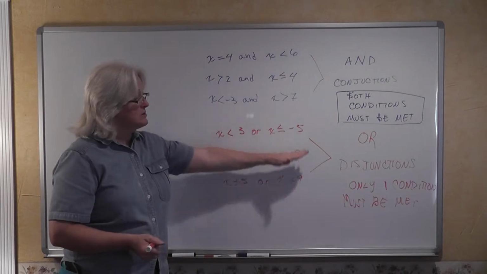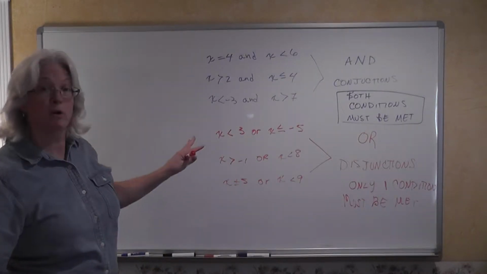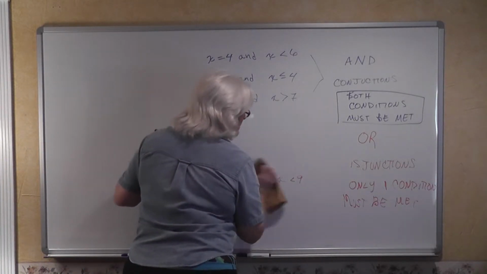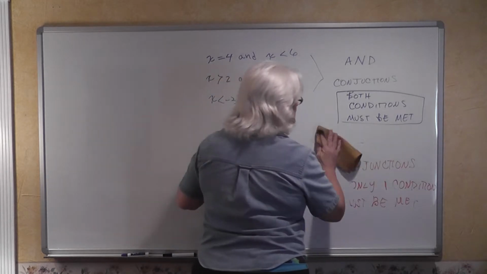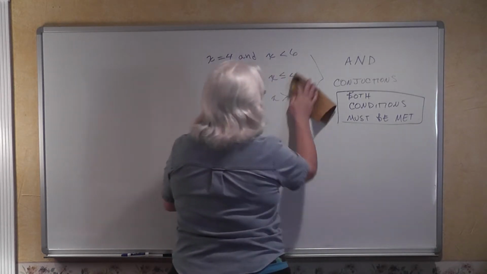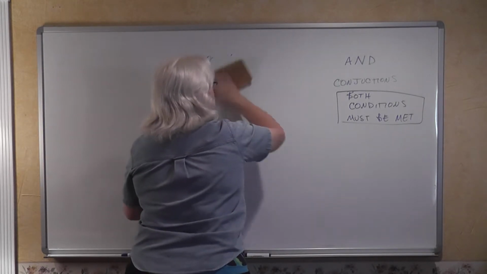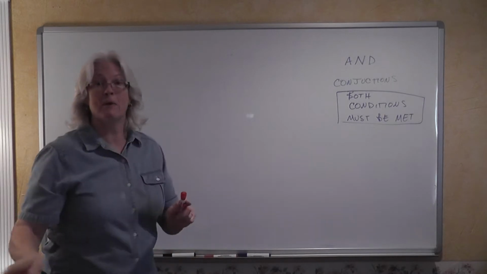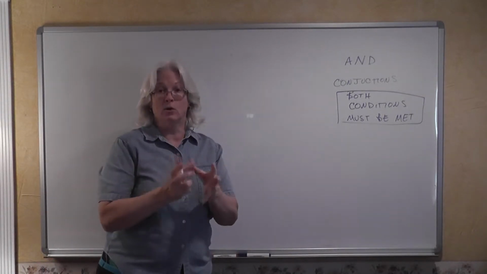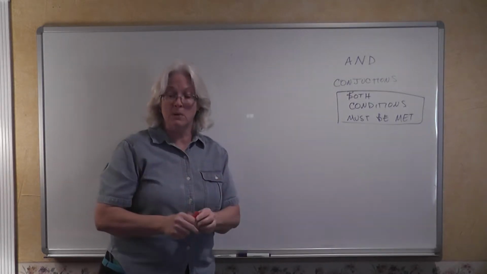Okay? Now these are disjunctions when you're separated with an or, and we're going to be talking about disjunctions again in section 5.6. So in section 5.5, we are only going to be talking about conjunctions. Conjunctions, again, are mathematical sentences that are connected with and. In order for a conjunction to be true, both of those conditions must be met.